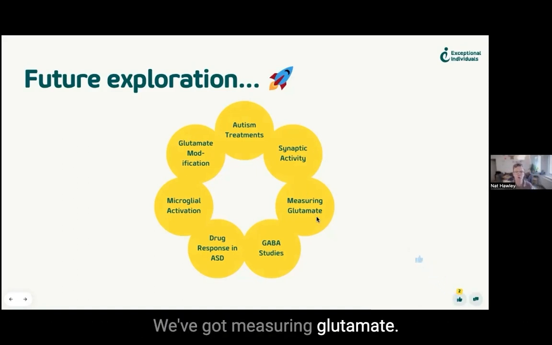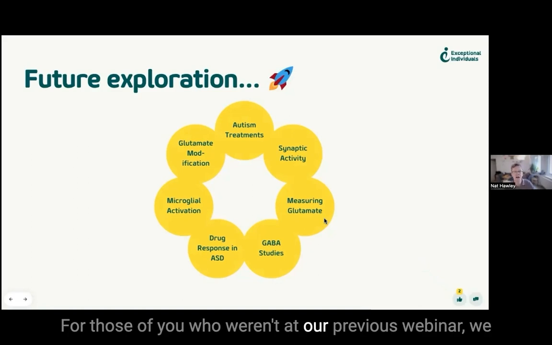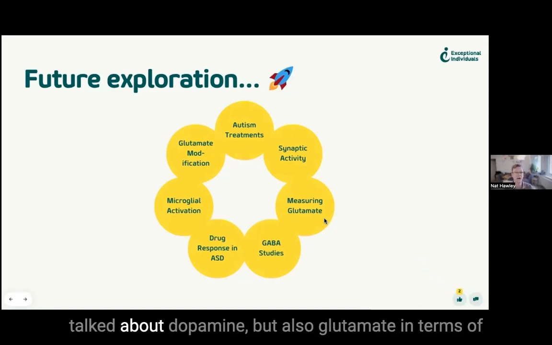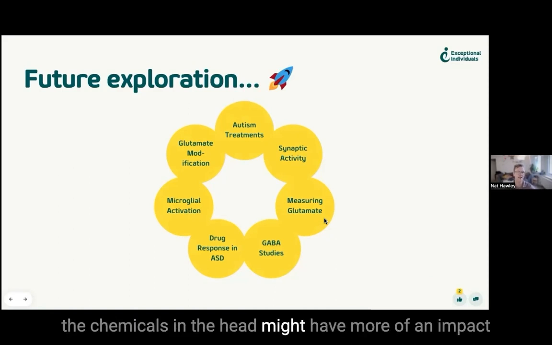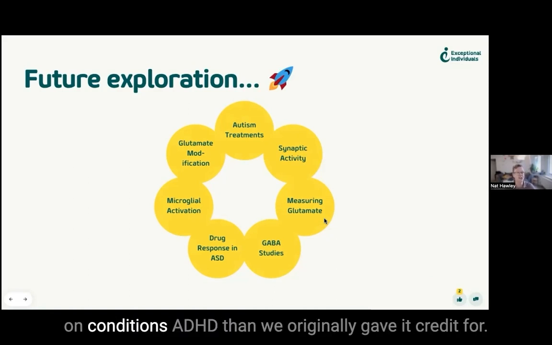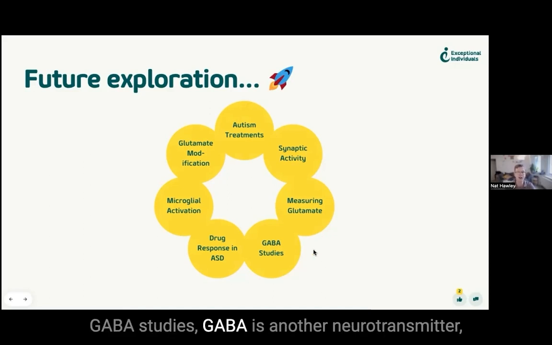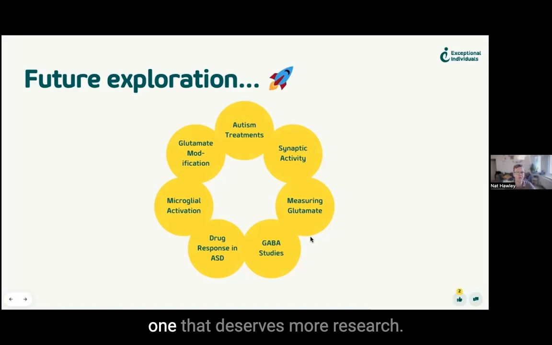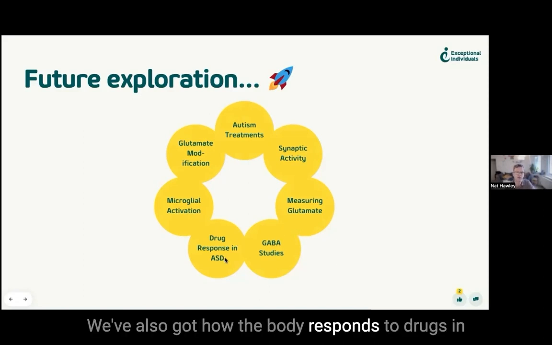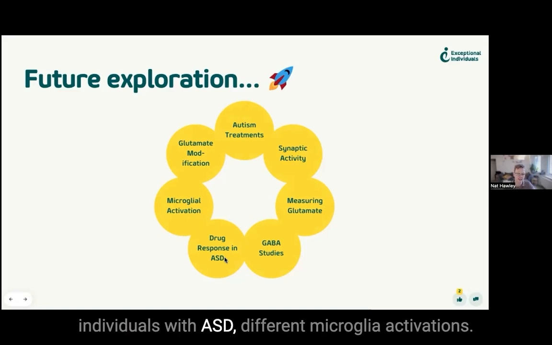We've got measuring glutamate. For those of you who weren't at our previous webinar, we talked about dopamine, but also glutamate, in terms of the chemicals in our head, might have more of an impact on conditions like ADHD than we originally gave it credit for. GABA studies. GABA is another neurotransmitter, one that deserves more research. We've also got how the body responds to drugs in individuals with ASD, and different microglia activations.